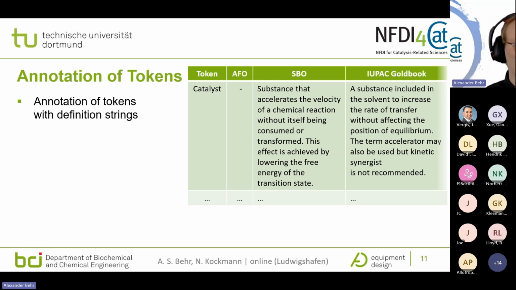So this is what this result looks like, for example, for the token Catalyst. We compiled these experiments back in late 2022, beginning of 2023, so it might not be the case now that Catalyst is not defined, because back then Catalyst was not defined. And for our consortium, at least NFDI4Cat, you might guess it is quite an important class to have in an ontology. So we searched for Catalyst in all our ontologies, and there you get the hit that, okay, in AFO this token is not contained, but at least in the SBO and in the IUPAC Goldbook you get some textual definitions.